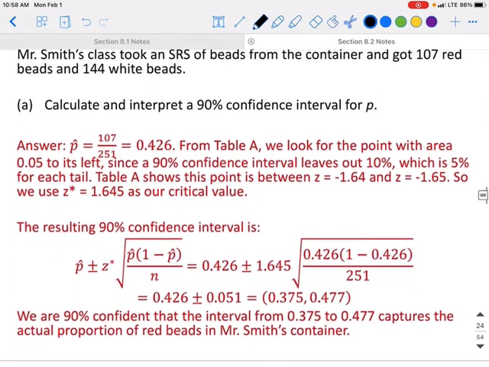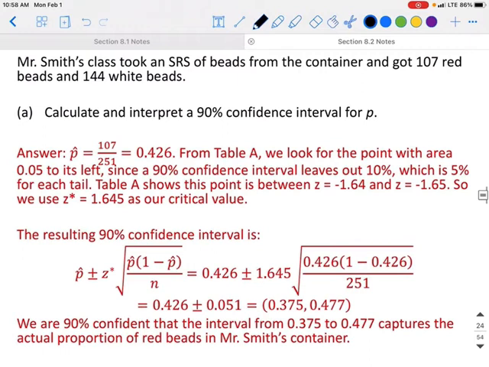If it wasn't exactly halfway between, we would just have to pick one or the other, or we would have to use our calculator to find that critical value, so it's more accurate. The resulting 90% confidence interval is going to be our p hat plus or minus our Z star times the standard deviation. Because we had 107 out of 251, that's going to give us our p hat of 0.426. We're going to do that plus or minus our critical value of 1.645 times the standard deviation.